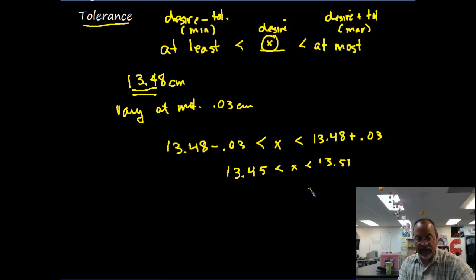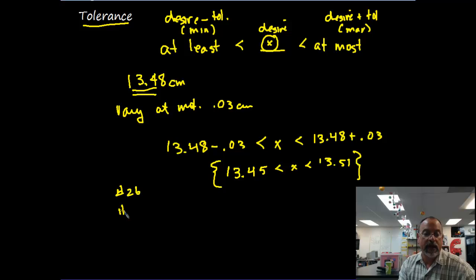So I'll take anything between 13.45 and 13.51. So this would be the compound inequality. Notice it's an "and" inequality. That would represent the tolerance that I'm willing to take. And again, we'll do a lot more of those when we get into absolute value and see how absolute value applies to that. So why don't you go ahead and do number 26 in your book and do number 28 in your book.